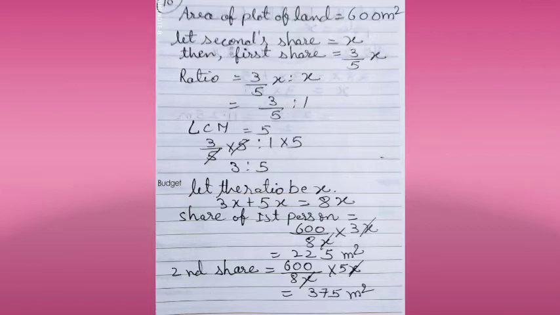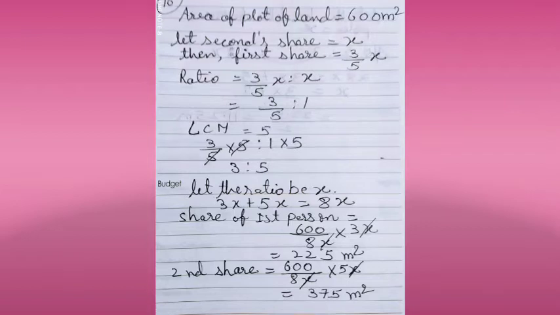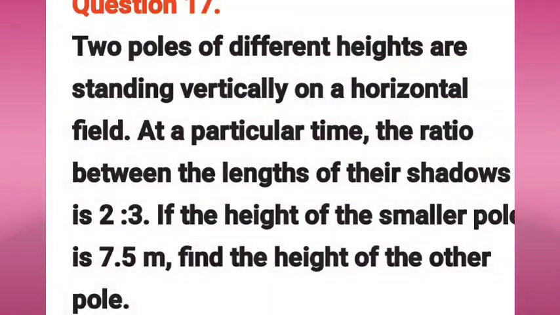Now let the ratio be x. So 3x plus 5x will be equal to 8x, and the share of the first person will be equal to 600 divided by 8x into 3x. Clear? So this will be equal to 225 square meter. Same way the second share we will find out: 600 into 5x divided by 8x, and this is equal to 375 square meter. Clear?